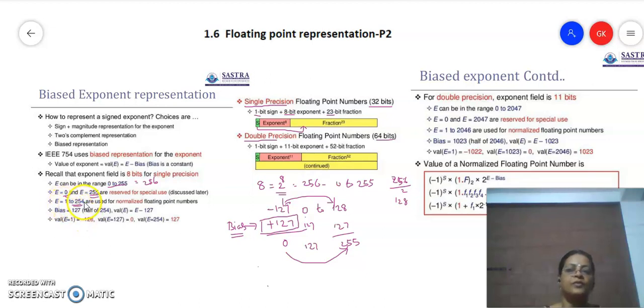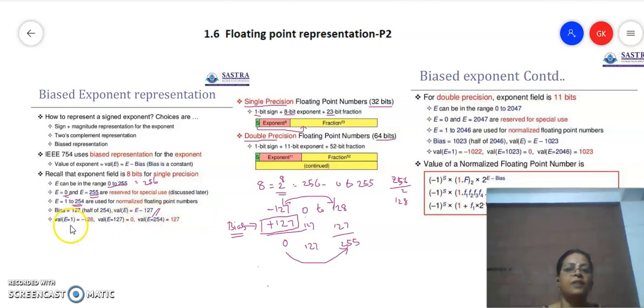So 1 to 254 only will be used, and this is going to be for normalized floating point numbers. The bias value to be calculated for 8-bit representation is going to be 127. If I always add 127 to the minimum exponent of minus 127, it will become positive. So uniformly this bias value is added when we convert to the biased exponent representation. And when we are processing the values, because we have added the extra bias here, that has to be subtracted to get the equivalent value.